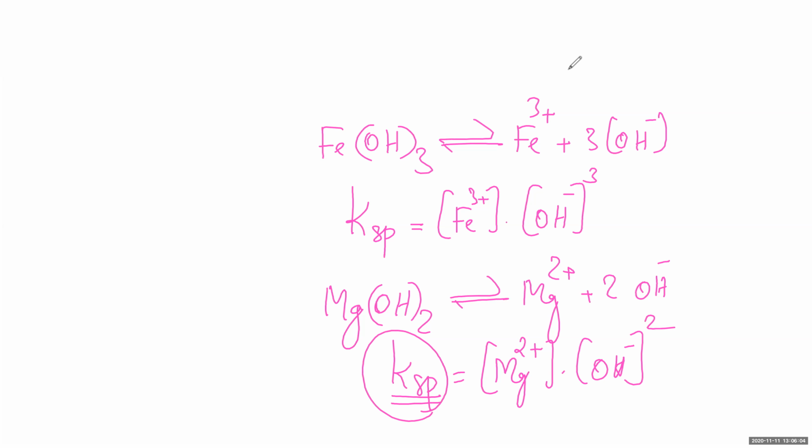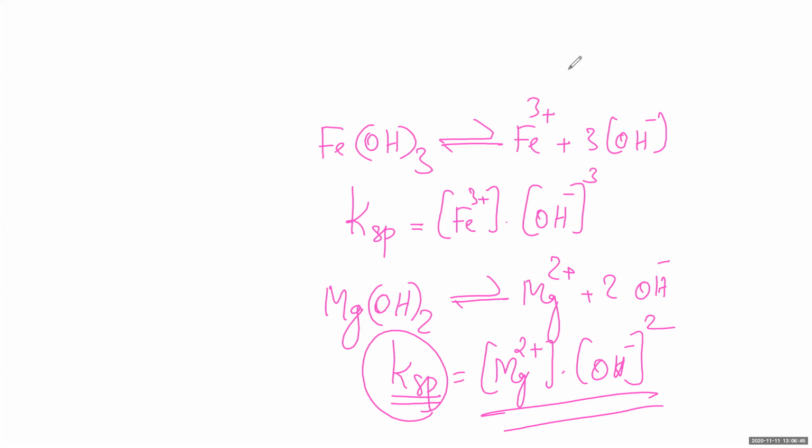Now, the solubility product is a constant, as I told you. When the ionic product, that is the product of the concentrations of the ions, exceeds the solubility product, then precipitation occurs. Because this product should be a constant. If the product of the concentrations of the ions, that is called the ionic product.